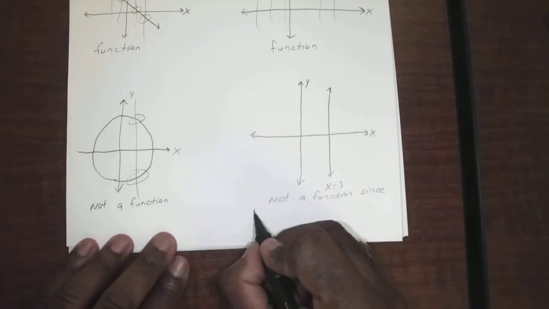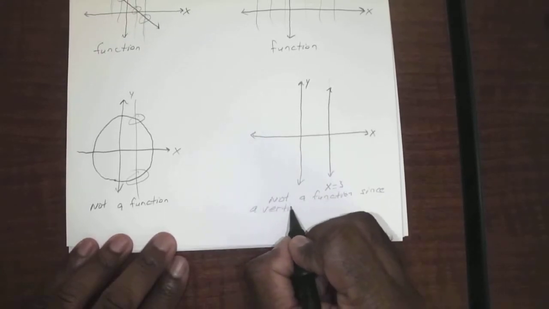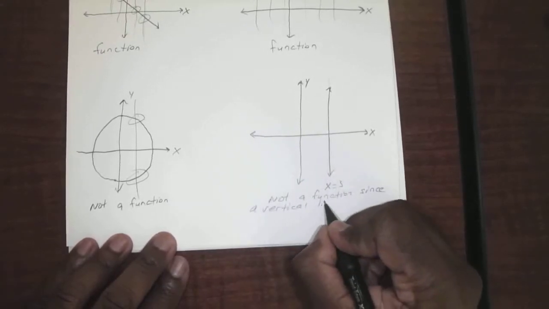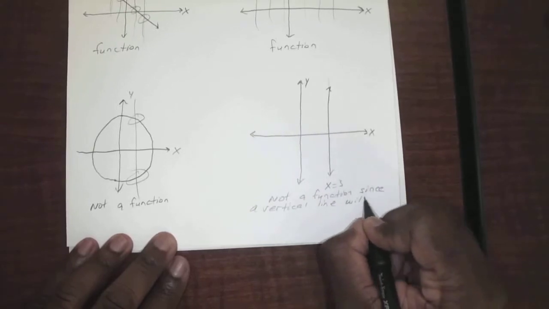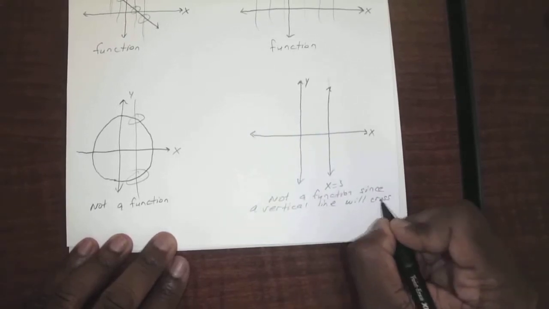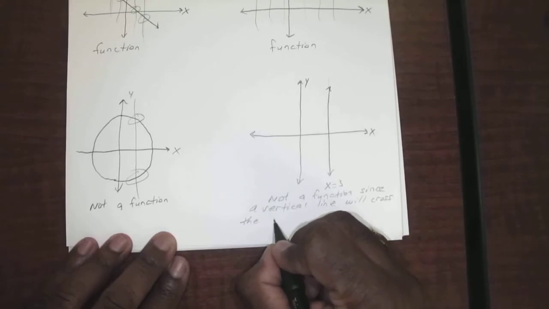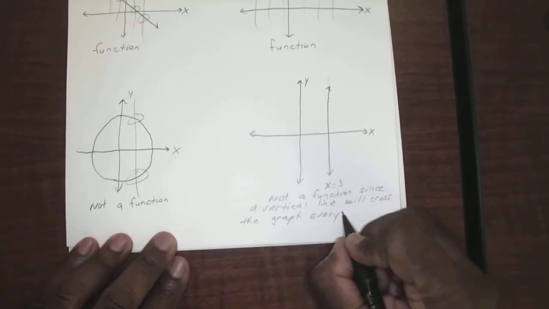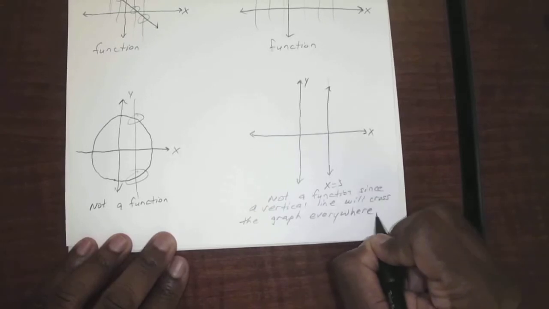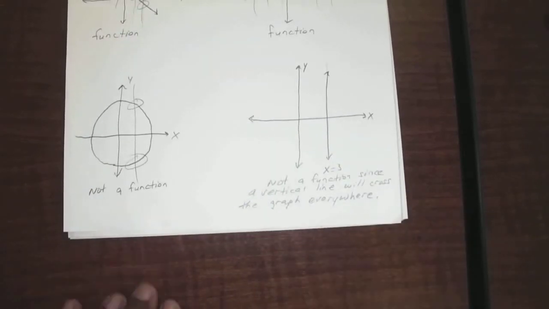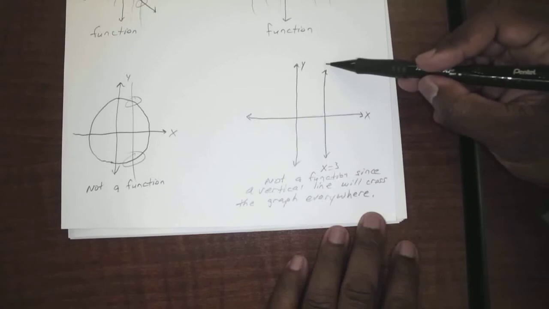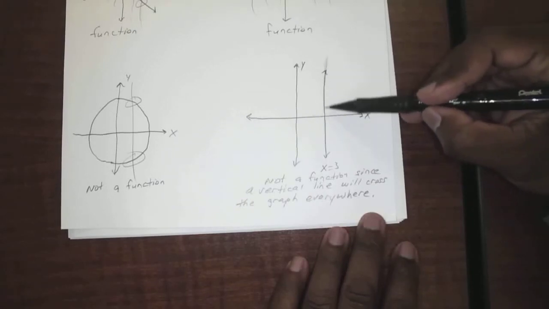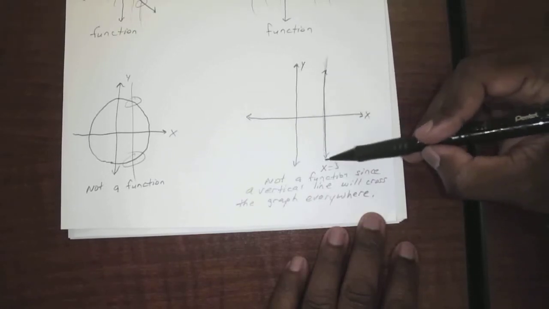Since a vertical line will cross the graph everywhere. Let me draw an imaginary vertical line.